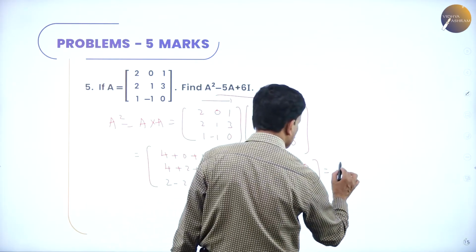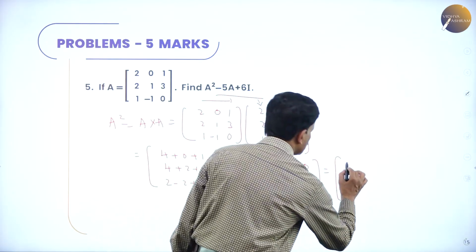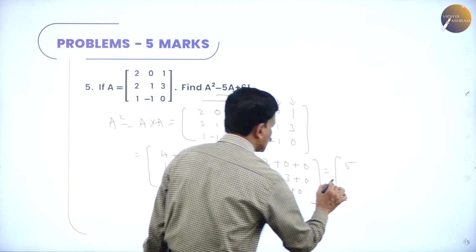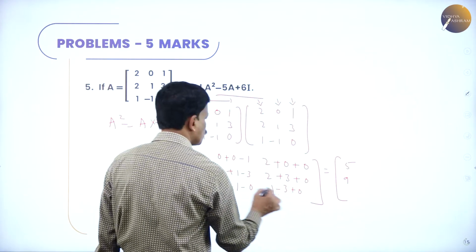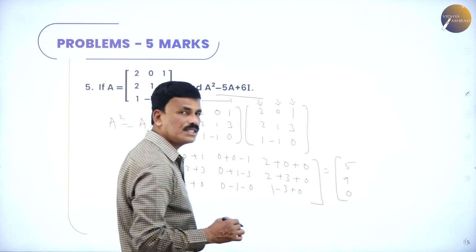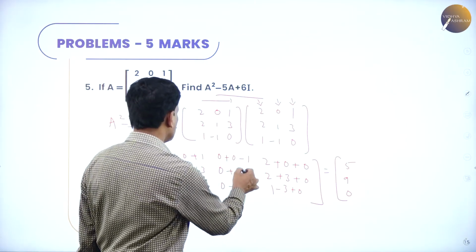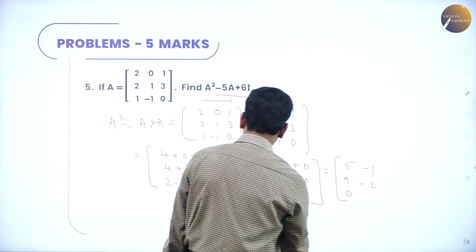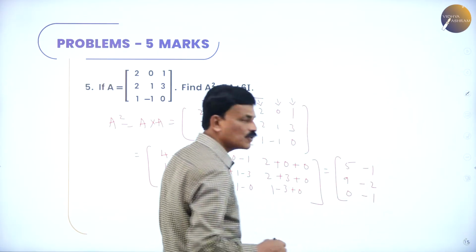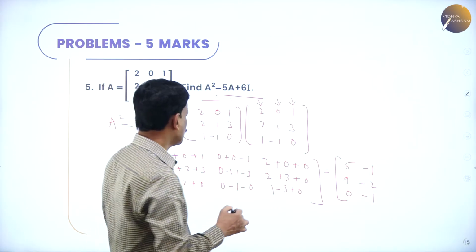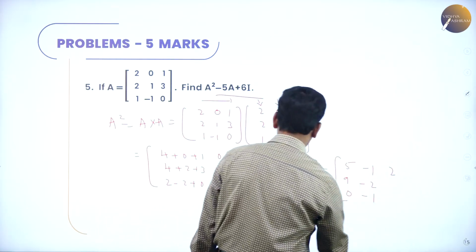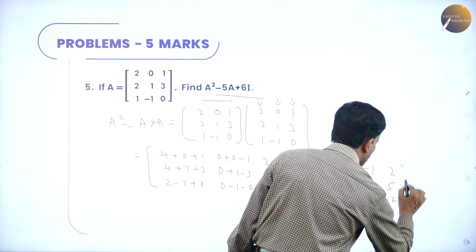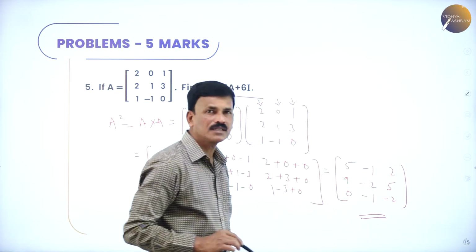What is this equal to? This is equal to 4 plus 1 is 5, again 4 plus 3 is 7, 7 plus 2 is 9. Again 2 minus 2 is 0. First column: 5, 9, 0. Second column: 0 minus 1 is minus 1, 1 minus 3 is minus 2, and 0 minus 1 is minus 1. The third column: 2 plus 0 is 2, 2 plus 3 is 5, and 1 minus 3 is minus 2. This is A square, right?